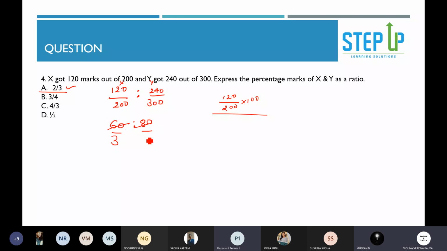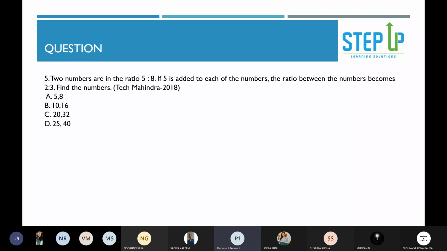Yes, 60 and 80, dividing by 20, it is 3 is to 4. Correct. Fair enough. Somewhere I have written 2 is to 3 for some other answer. So it is 3 is to 4. I'm sorry. Okay, simple one. Fine. Go for this. How will you approach this question?